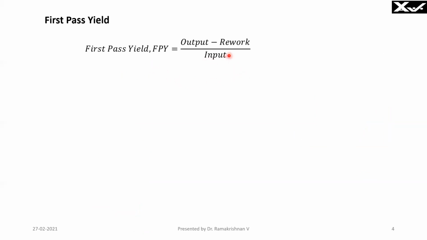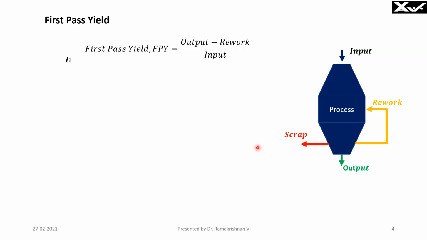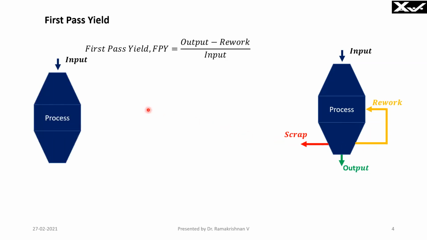First pass yield, we are considering the rework here. So the rework in the first process is nothing but a scrap, because after that we are reworking and then making it a proper output. Therefore, we will have to reject this rework from the first process as scrap. So you will see here, the first pass rework is considered as a scrap.